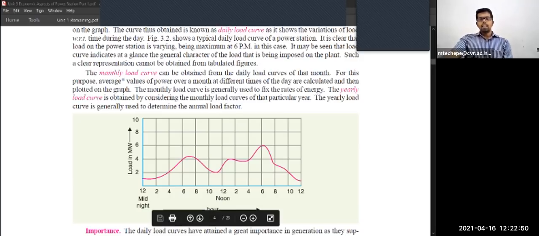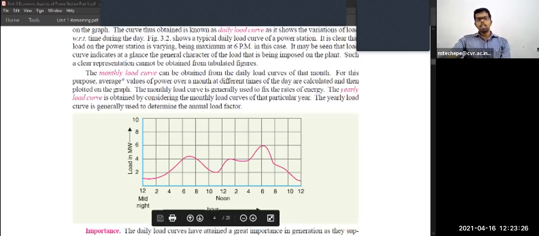Possibilities are there. If you note down, you can try to draw the load curve for your own home, how the energy is being varied, how the load is being varied in your home from 12 midnight to 12 midnight, one day fully. You can easily note it down. One day you just spend the time. It might be very interesting to draw the load curve of your own home, how the load is varying in your home.